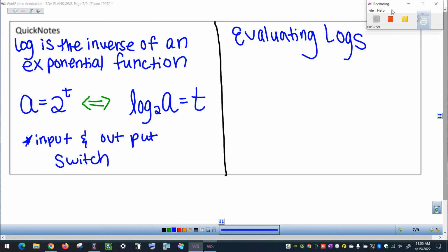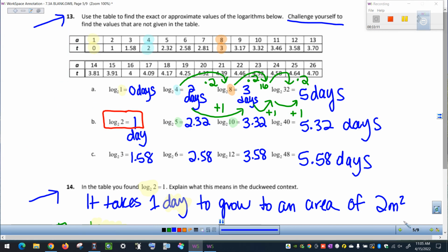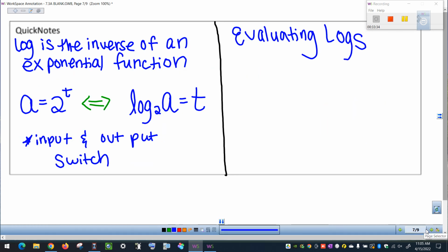All right, and then our other learning target here was about evaluating logs. So we did a little bit of this with those tables. So if we go back here and look at the tables, we were evaluating logs when we figured out that log base 2 of 4 was equal to 2. We're just figuring out what is the answer part, what is the output of the log part. And it turns out that we don't always have to do this with a table in front of us. In fact, we might not have access to a table. And so I want to share another way that we can think about this.